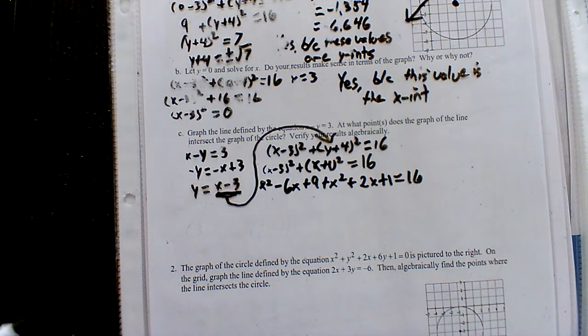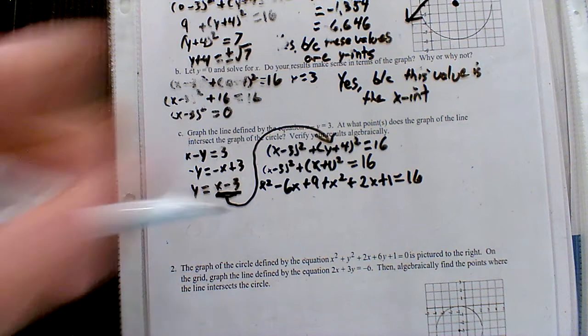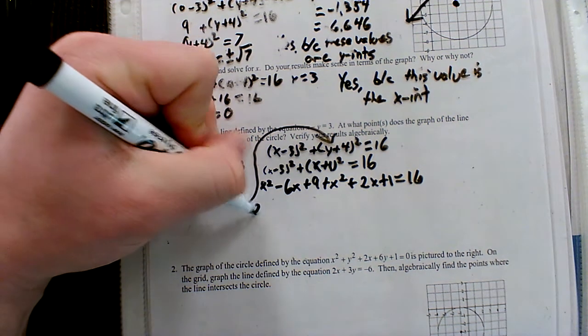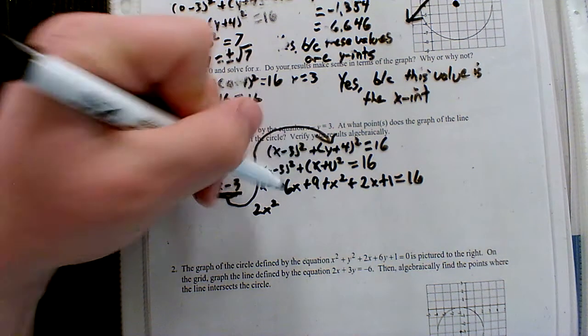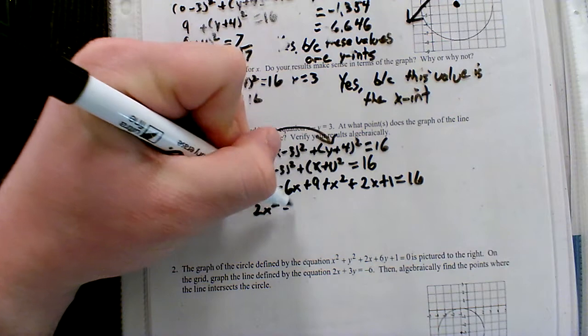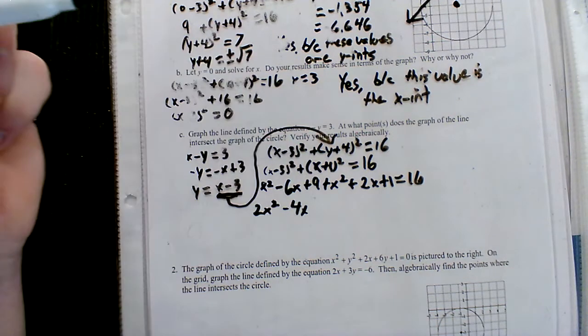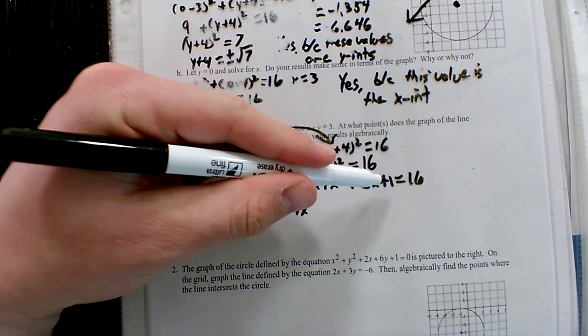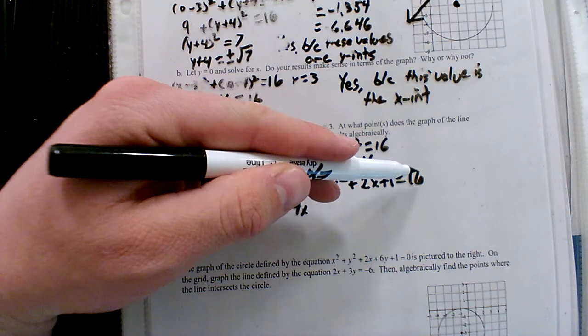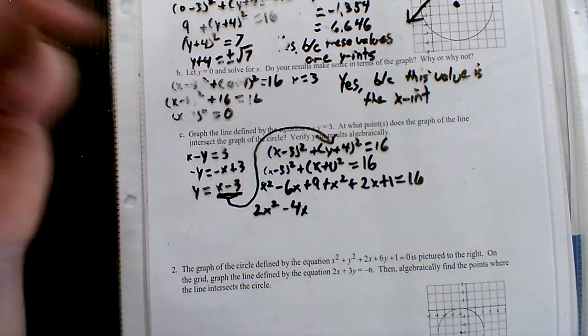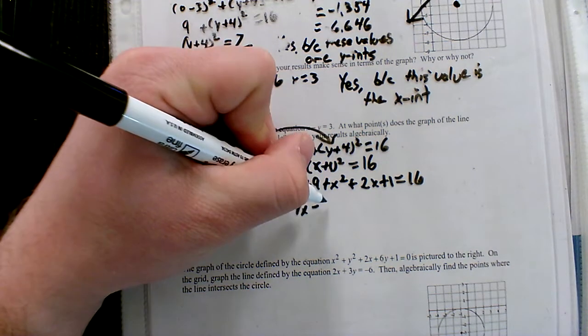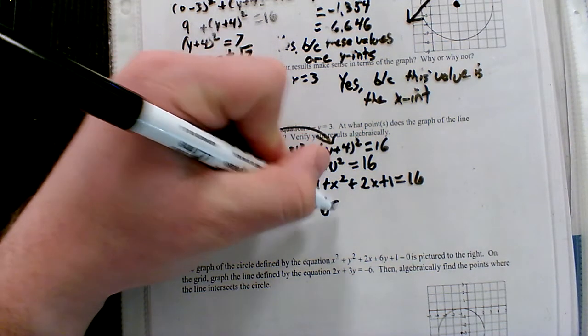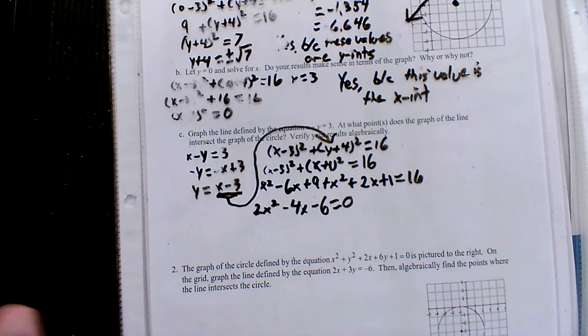Are we okay up to this point? Just expanding. Now we can combine like terms. So x squared and x squared, we get 2x squared, minus 6x plus 2x is minus 4x. Positive 9 plus 1 is 10, but we want to get it equal to 0, so if we subtract 16, 10 minus 16, we get negative 6 over here, equal to 0.